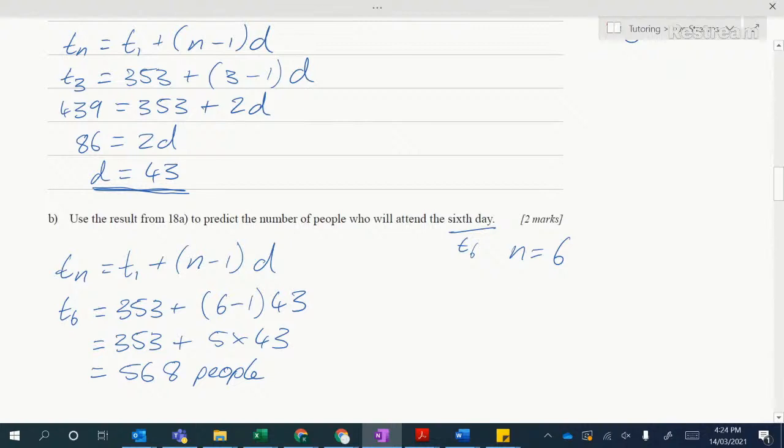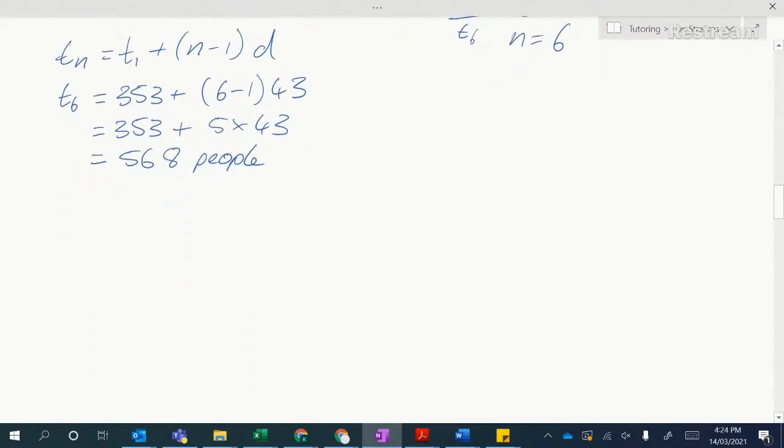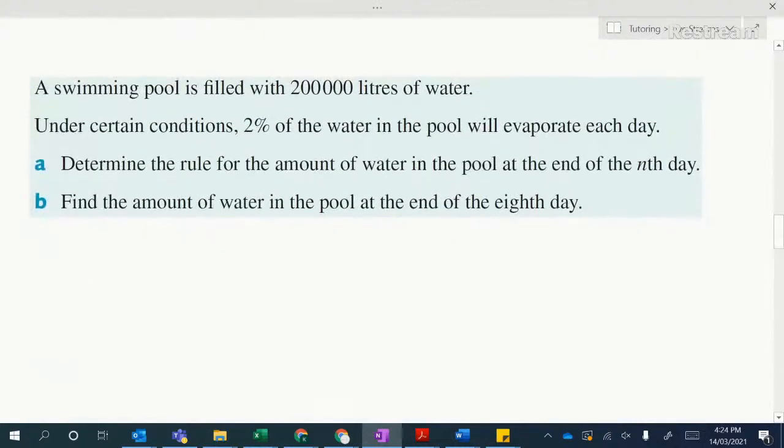Okay? How did we go? Did we all get that answer? Once again, if you only wrote that answer, you would only get 1 mark. Okay? And this is a 2-mark question. You have to show your mathematical model as well. So you would have to show substitution into the general rule to get that mark as well. Okay? All right. Let's try one that's a bit different now.